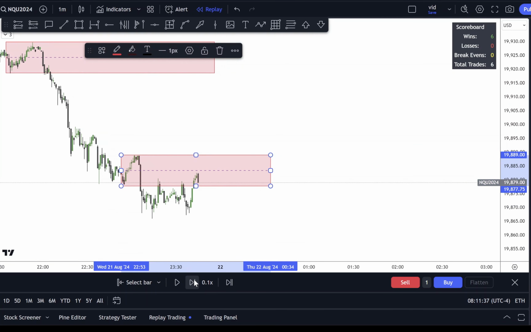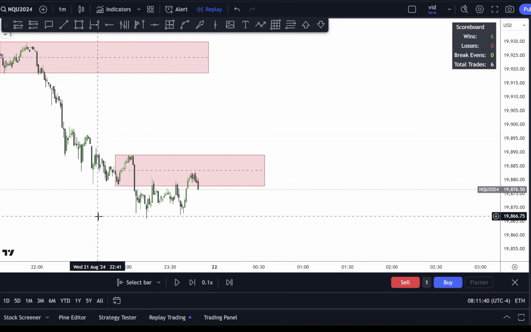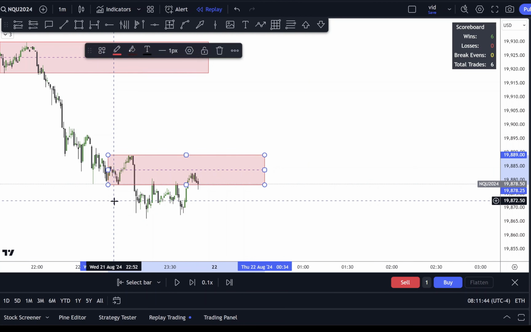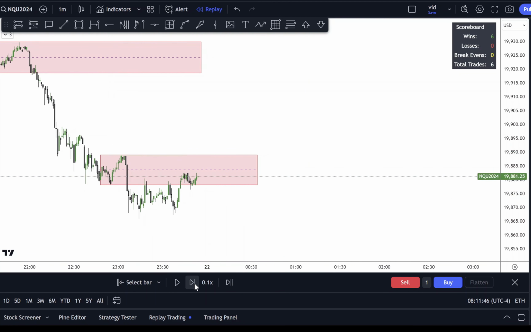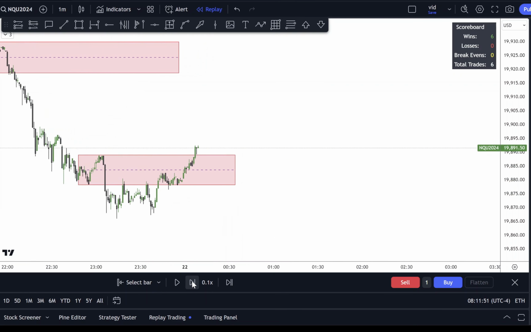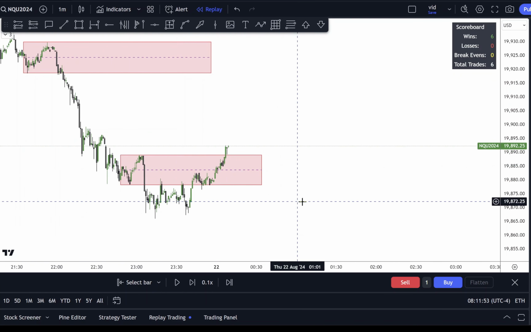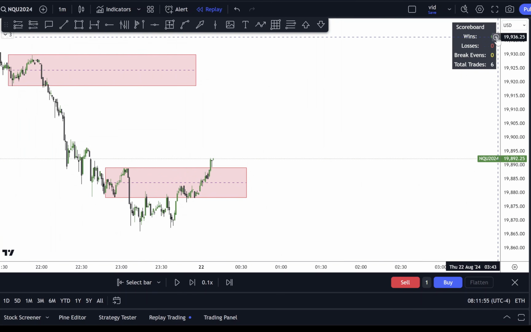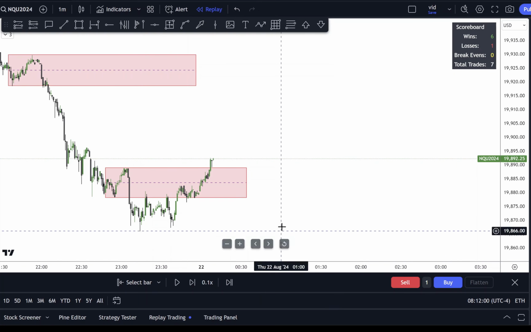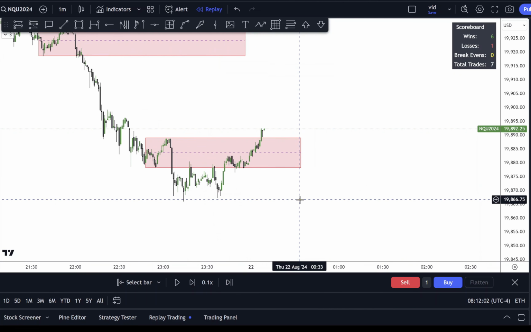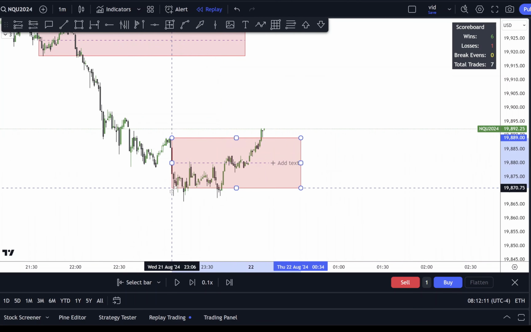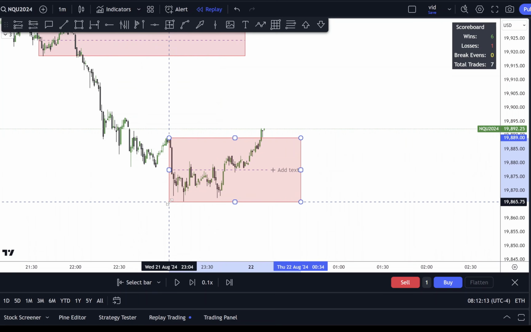Okay, so no tag as of yet. Now we are in, and that's the first loss. Okay, cool. Now that we had our first loss, we have now our bullish zone.